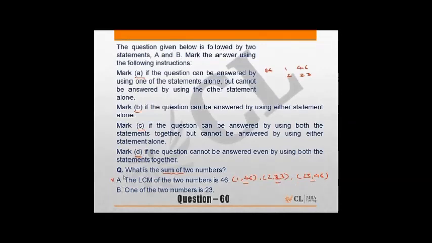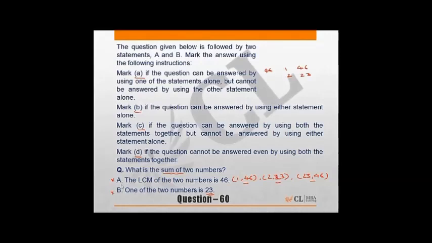Statement B, one of the two numbers is 46. If one of the two numbers is 46, one of the two numbers is 23. This is insufficient to give us the answer because if one number is 23, we need to find the sum of two numbers. You don't give me the second number. Statement B alone also is insufficient.